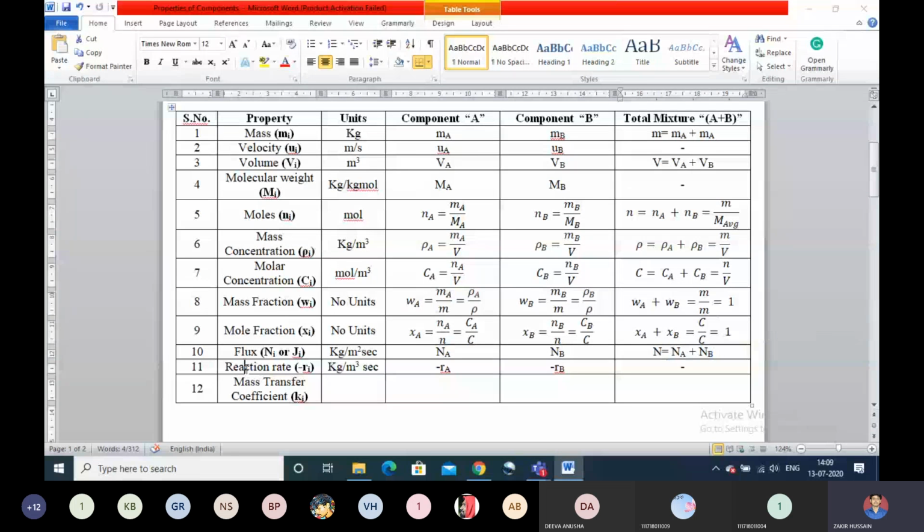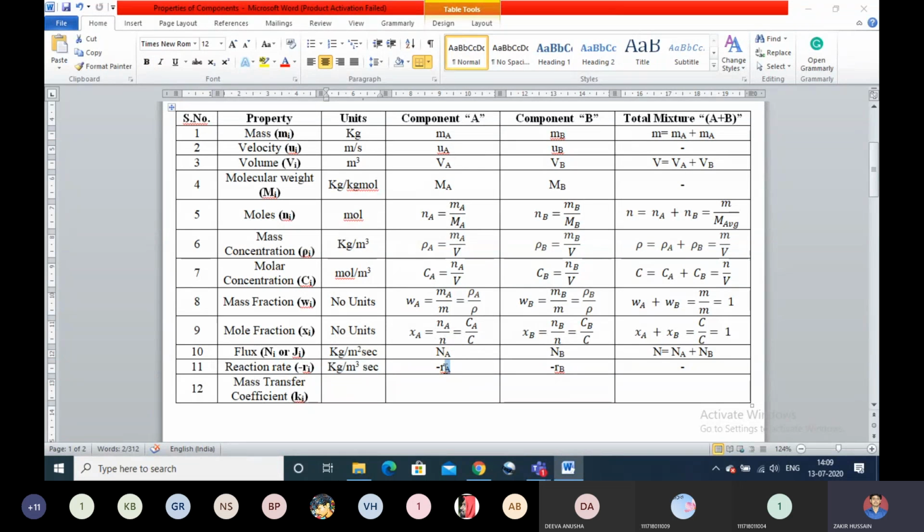So reaction rate we already defined in the mass balance equation. Reaction rate is indicated by minus Ra, because reactants will be consumed in the reaction. So we will put a minus sign. So minus Ra, so minus Ri for the ith component, whose units are kg per meter cube second.